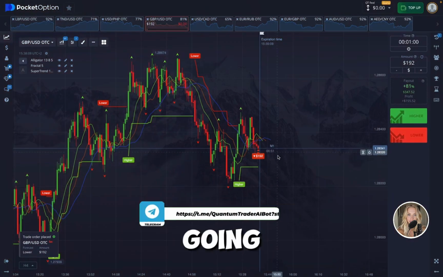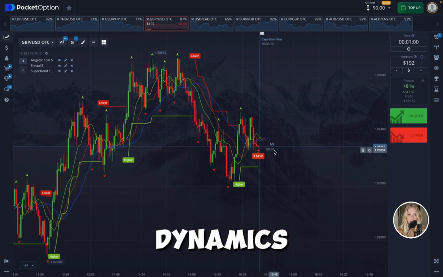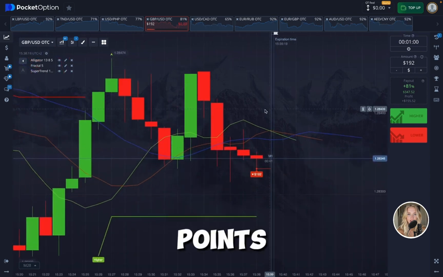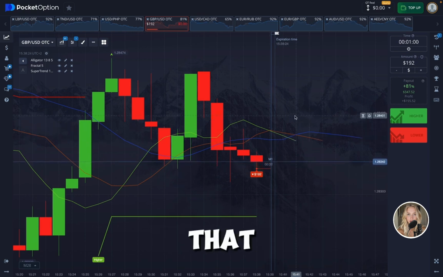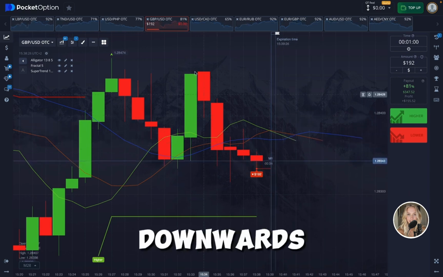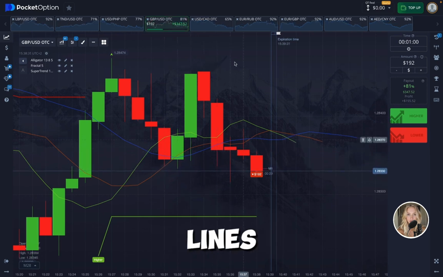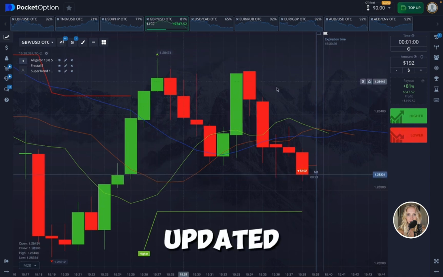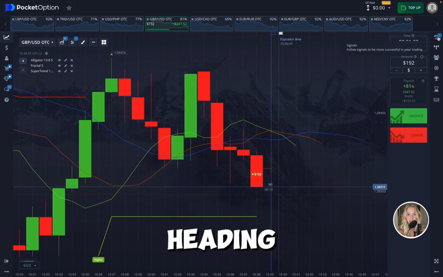And this is where I'm going to open a position on the downside in the continuation of the downward dynamics. Here, I'm going to be guided exclusively by 2 points, 3 points, the crossing of the moving alligator lines. We can see that the moving lines are now heading downwards. Also, the price movement has crossed these moving alligator lines, and there was a structural high update earlier, so the structural low should be updated, and anyway, the dynamics of the movement should be heading lower.